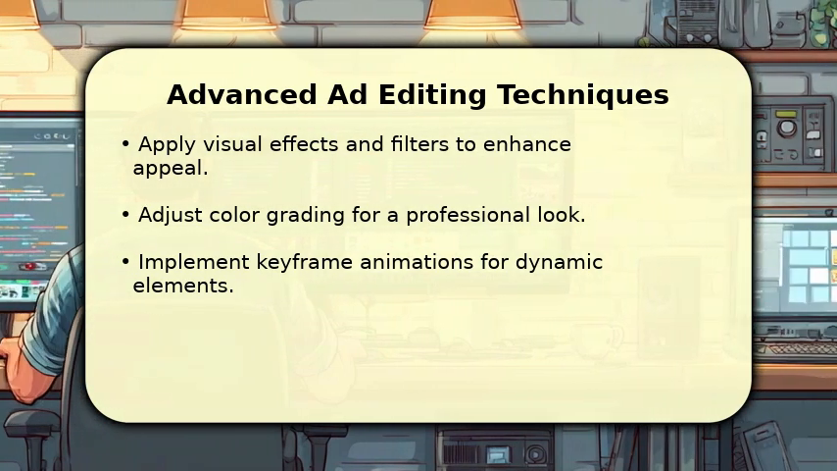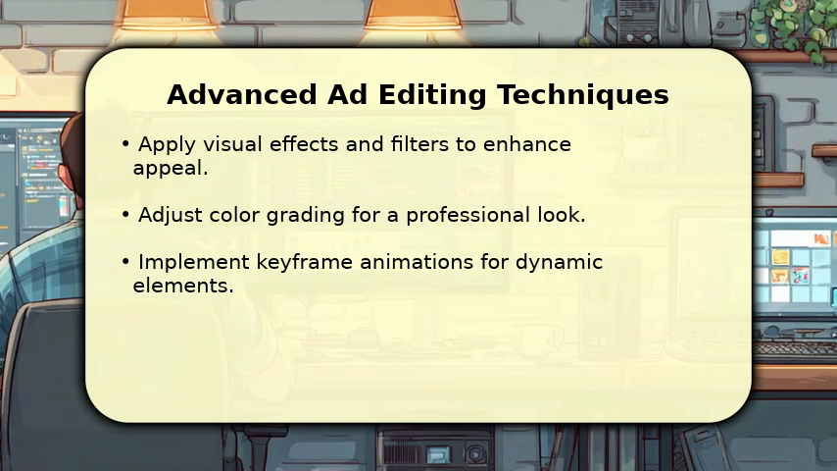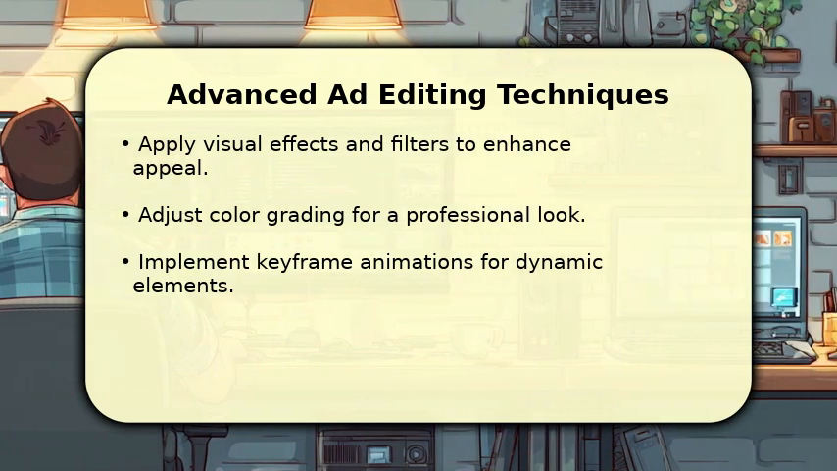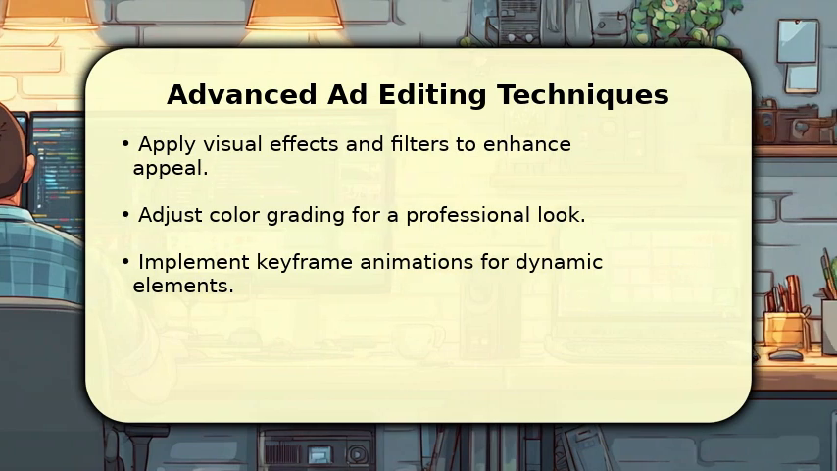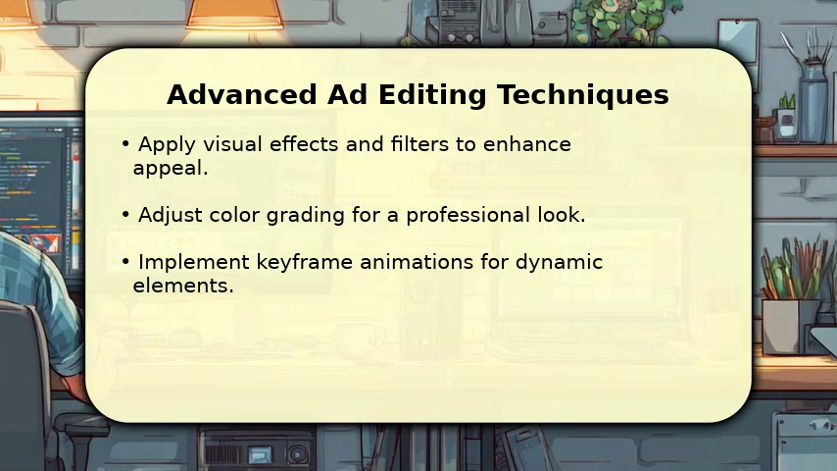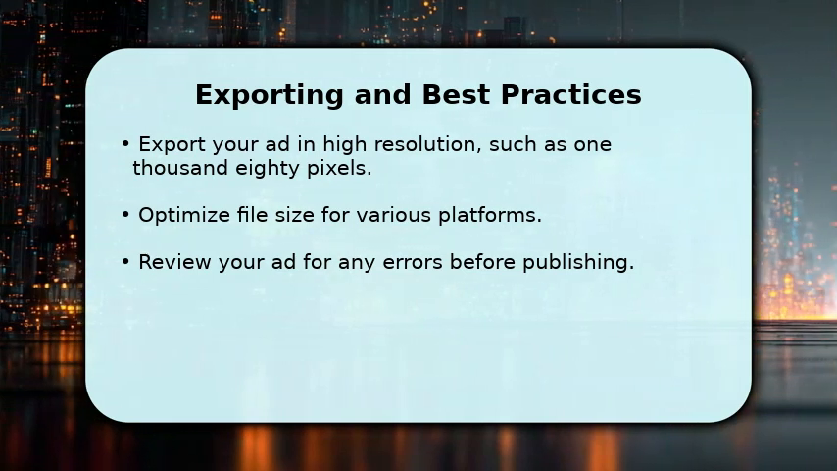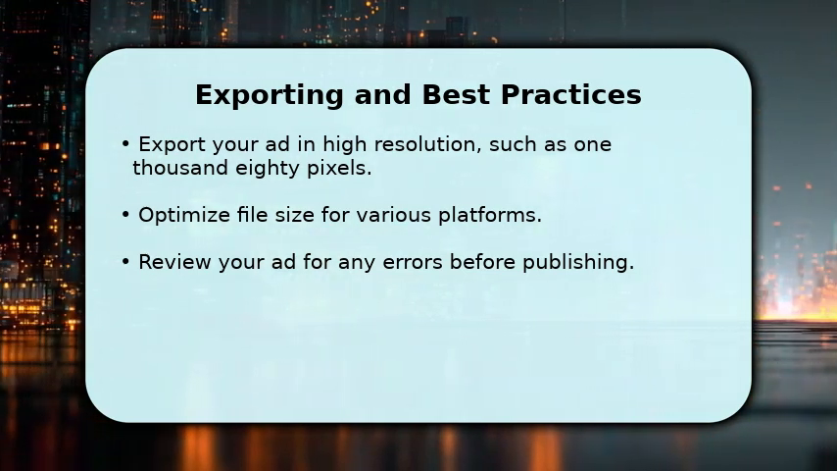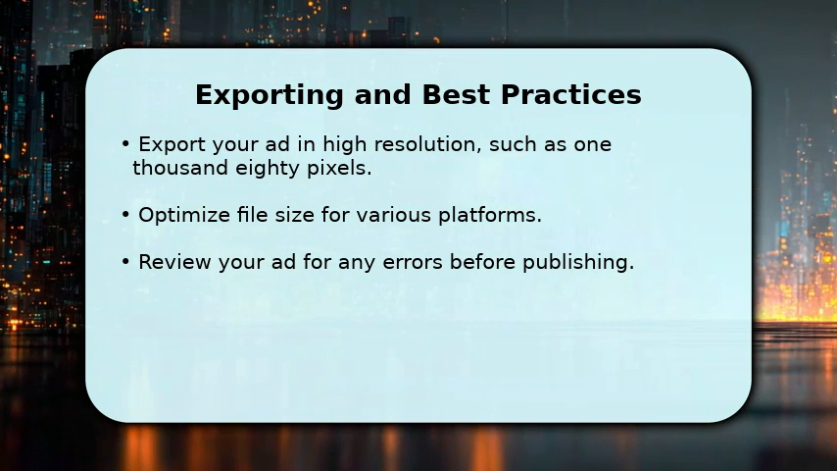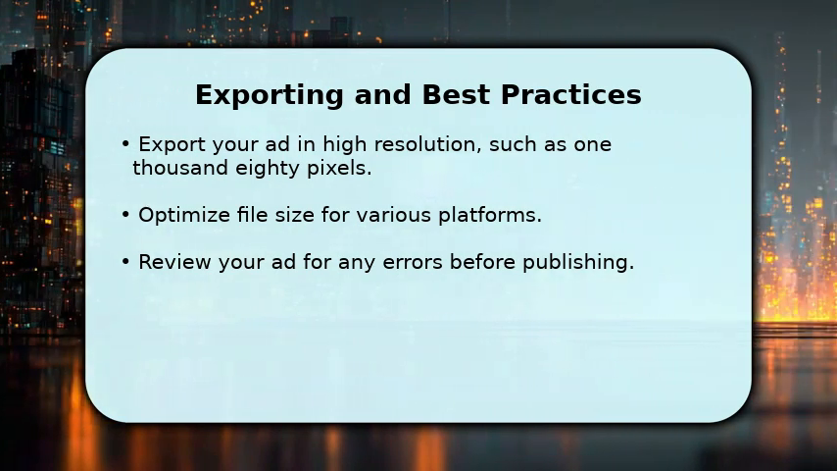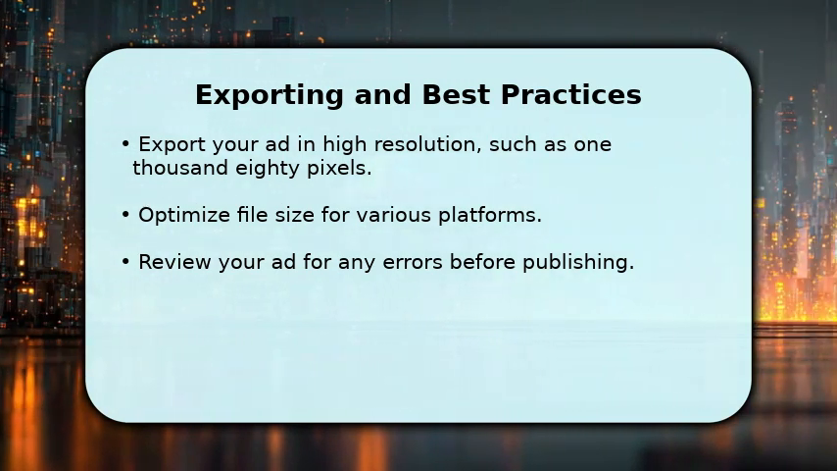Additionally, incorporate speed ramps, slowing down or speeding up footage for dramatic effect, perhaps a 2-second slow motion segment to highlight key moments. Finally, let's prepare your ad for the world. Export your finished advertisement in high resolution, ideally 1080 pixels at 30 frames per second, to ensure crisp visual quality.